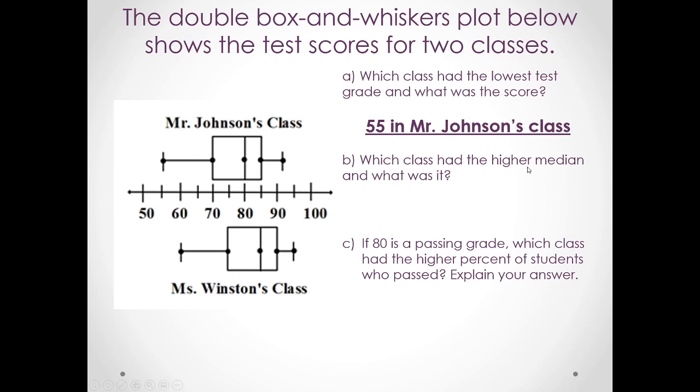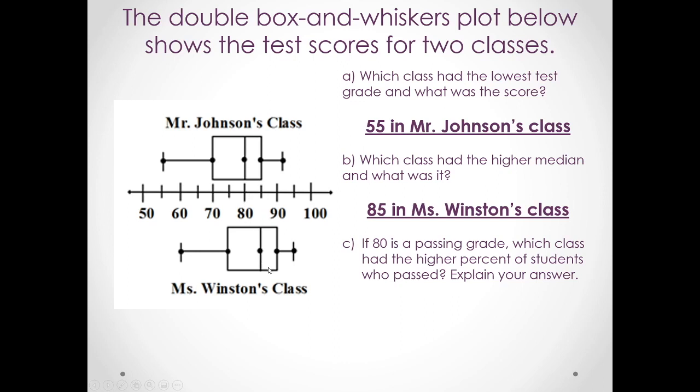Which class has a higher median, and what is it? So the median is the number right here in the middle. Mr. Johnson has a median of 80. Ms. Winston's class has a median of 85. So it's Ms. Winston. If 80 is a passing grade, which class has a higher percentage of students passing? Well, here's 80. We have a quartile here and a quartile here. So 50% of Mr. Johnson's class got an 80 or higher.